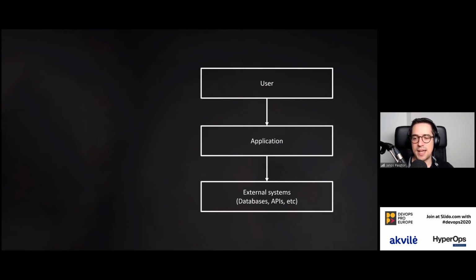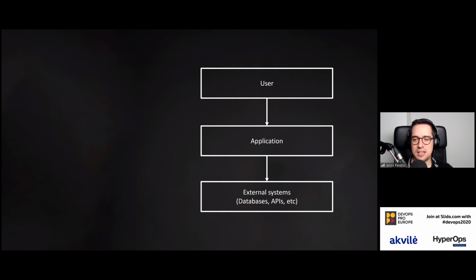We have the user who accesses the application via some means, and that application talks to some external systems most of the time. So this is going to be other applications, it's going to be databases, etc. Of course, if you're building a lower level API, then your user is going to be a different application, but it does not make any difference.